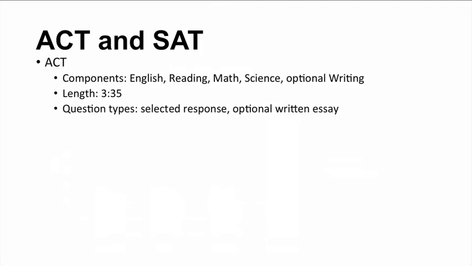ACT and SAT, let's take a look at the ACT first. The ACT has the same 5 components as we have in the ACT Aspire, so the Aspire will be preparing our kids for the ACT college admissions test. The writing is optional in this case. Length is about 3.5 hours, and we have selected response, and then that writing piece is optional. It's scored on a scale of up to 36.